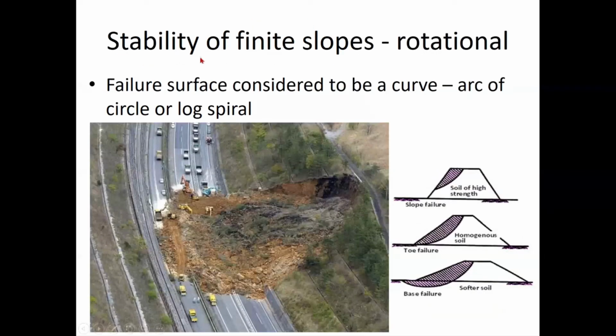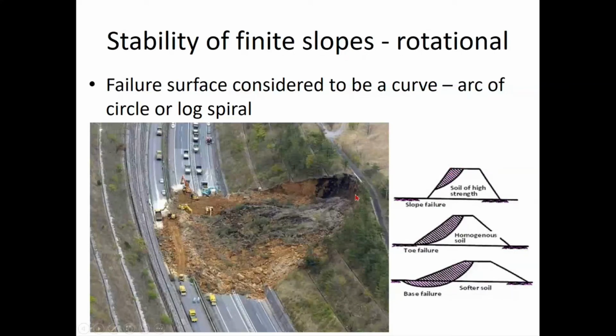Then stability of finite slopes, which is also called a rotational slope or rotational failure. We saw that the critical surface of failure is going to be circular, or an arc of a circle or an arc of a log spiral, as you can see here, right? Different types of failure of a finite slope. A finite slope is a slope which has its boundaries set, right? You have a finite base and you have a finite top, right?